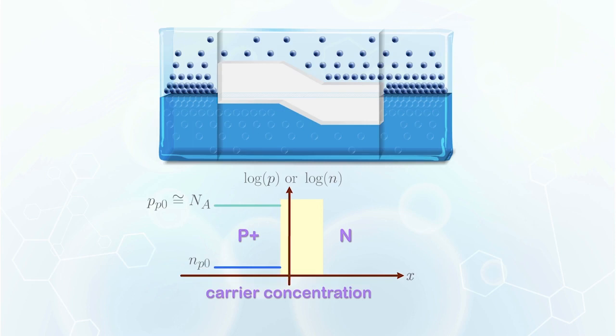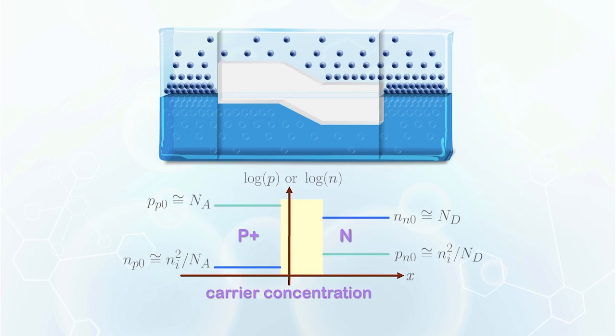If you remember, the product of p and n is equal to the square of ni at thermal equilibrium. Np0 is just given by the square of ni divided by Pp0, or Na. Similarly, on the N side, the concentration of electrons is denoted by Nn0, which is approximately equal to Nd. And the concentration of holes is denoted by Pn0 and is given by the square of ni divided by Nd.